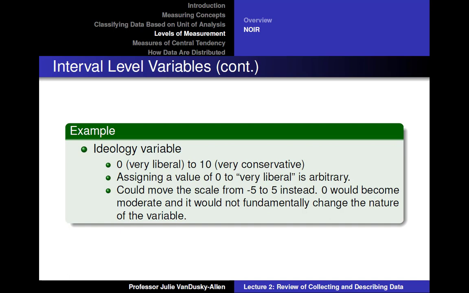Ideology could be an interval level variable. You could have a continuous ideology variable that ranges from 0, extremely liberal, to 5, moderate, to 10, extremely conservative. But the 0 in this case is an artificial 0. We could have moved the scale from -5 to 5 instead, and 0 would become moderate, and it would not fundamentally change the nature of the variable.